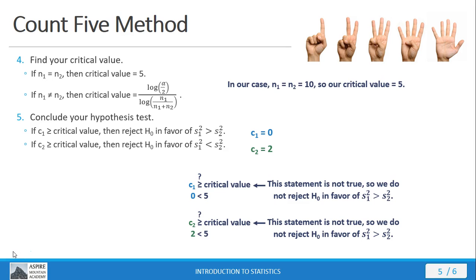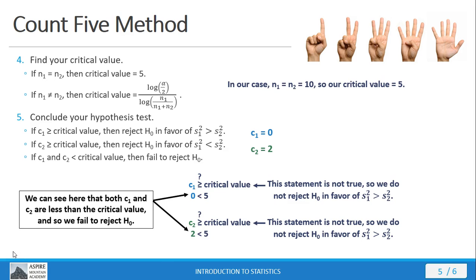The only other way this can come out then is if both of those test statistics are less than the critical value, and then we fail to reject the null hypothesis. And that's what we have here, because both of our test statistics are less than our critical value. So we fail to reject the null hypothesis. Again, a little convoluted method, but it accommodates departures from normality in your data. And so that's really all there is to the Count 5 method.